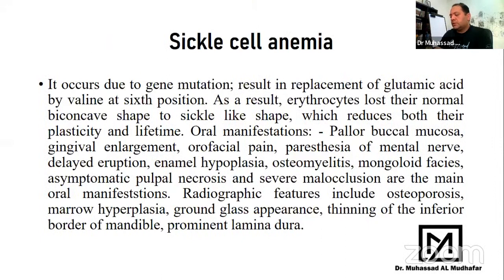Sickle cell anemia: other cases were also diagnosed previously and referred for consultation only about sickle cell anemia and oral manifestation. It occurs due to gene mutation. Thalassemia and sickle cell are both due to gene mutation. Oral manifestations: pallor of oral mucosa, also gingival enlargement, orofacial pain, paresthesia of the mental nerve due to vascular occlusion, osteomyelitis or infection, delayed eruption, enamel hypoplasia, asymptomatic pulpal necrosis, severe malocclusion. Radiographic features: bone marrow hyperplasia, slight expansion due to bone marrow hyperplasia, due to hemoglobin S.